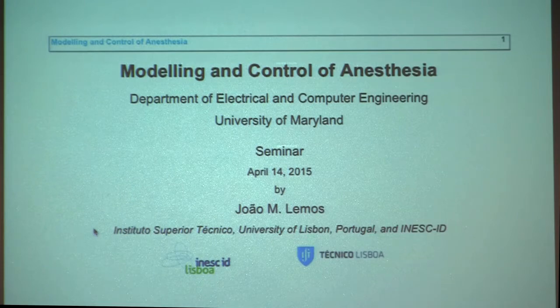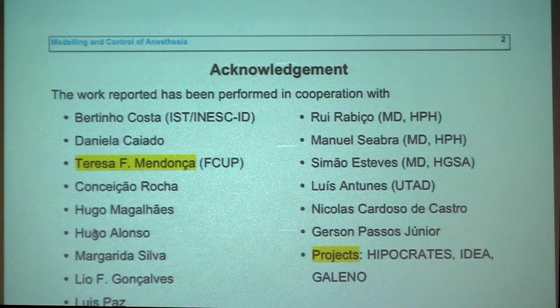This seminar is about modeling and control of anesthesia. What I'm going to tell you is a path over the last 26 or 27 years that I've done in this area. Of course, I was not alone. It was a long path, so throughout the years, many people helped me, some professors, several medical doctors, and many students at different levels.